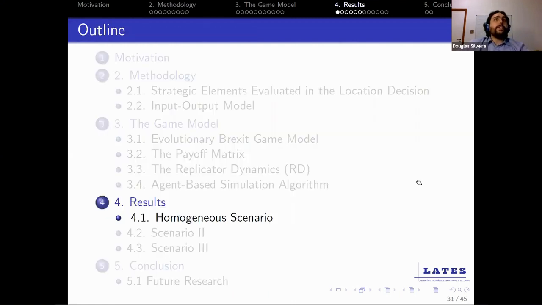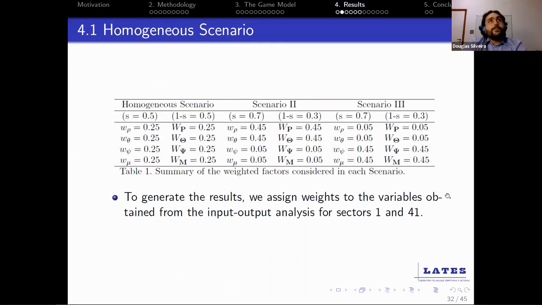And so here, just to introduce you, we are considering different scenarios. We have this homogeneous scenario in which we are attributing the same probability to the Brexit occurrence and to the non-Brexit. And we are assuming that firms are kind of naive because they are assuming equal weights for all strategic variables considered in our analysis. And then in scenario 2 and scenario 3, we are trying to provide some more intuition when firms consider that Brexit is more likely to happen.